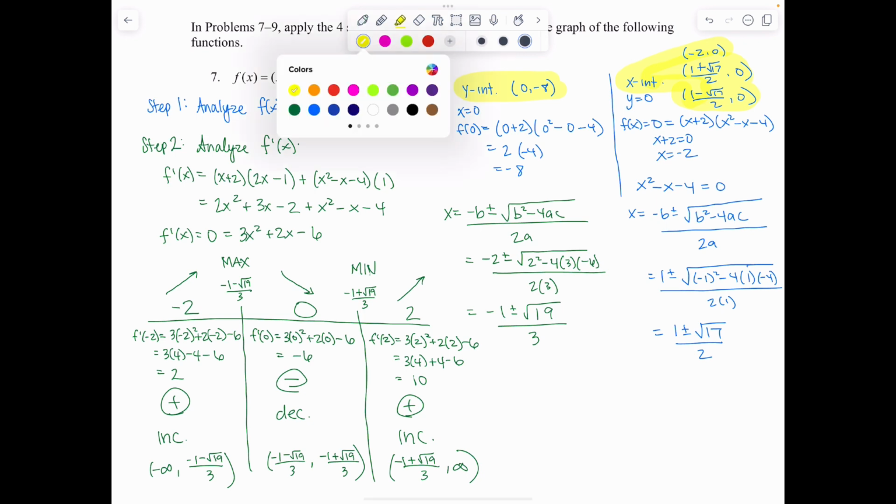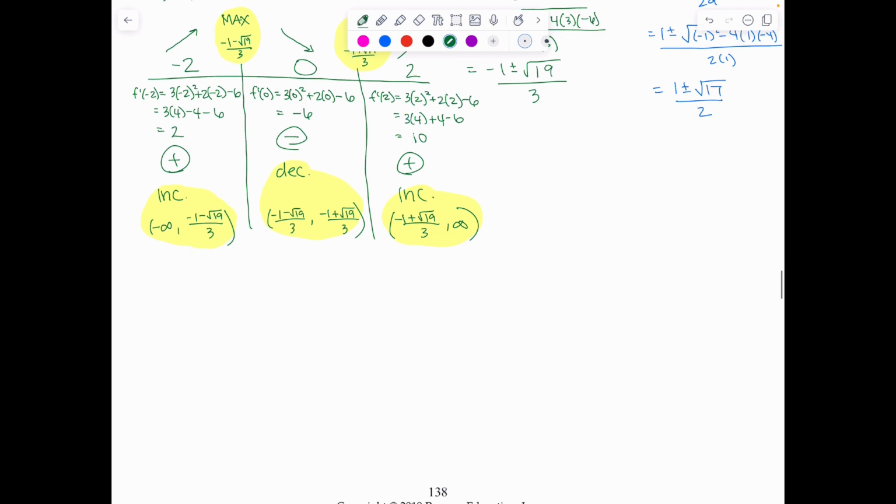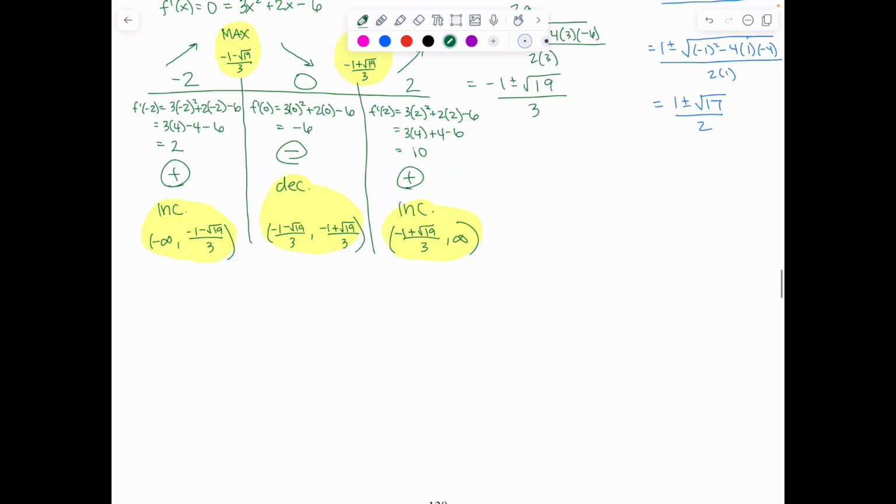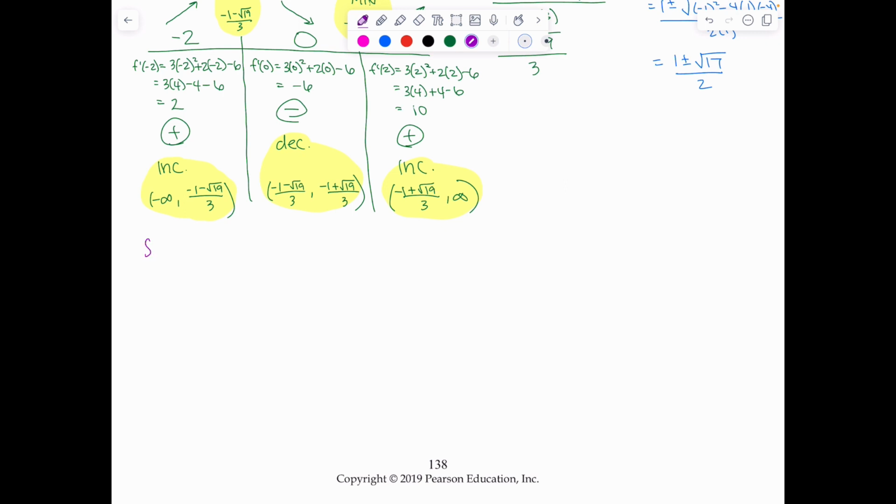So the information we've collected here, we have a max at this value, a min at this value. We know where it's increasing, where it's decreasing, where it's increasing again. All right, let's continue. Step 3. We'll analyze our second derivative.